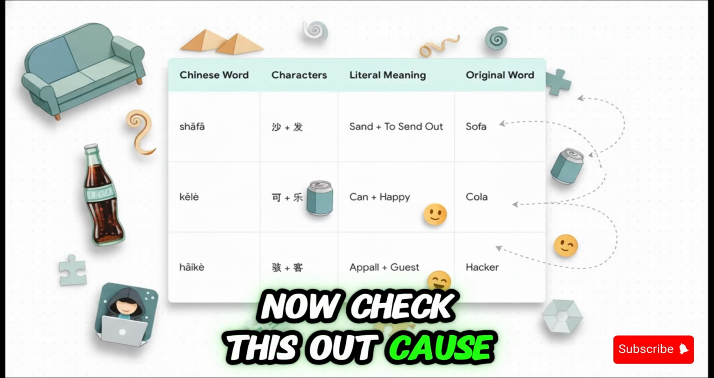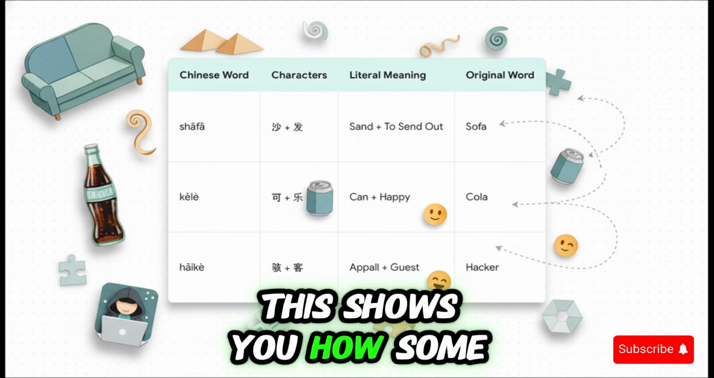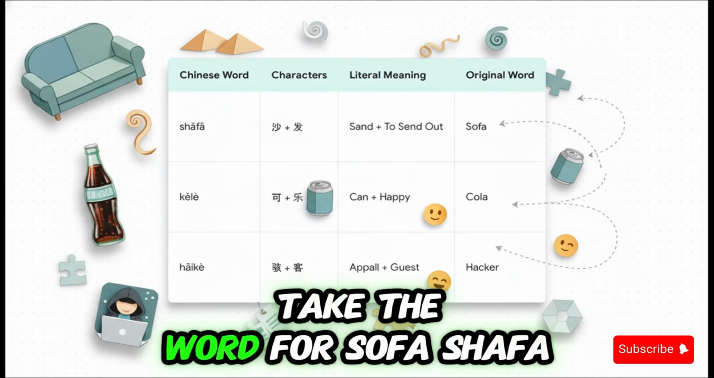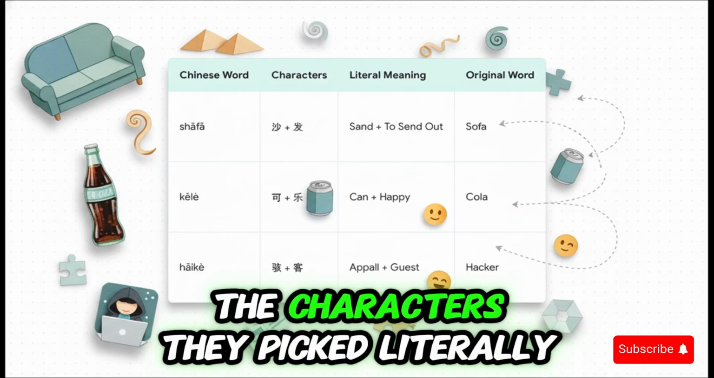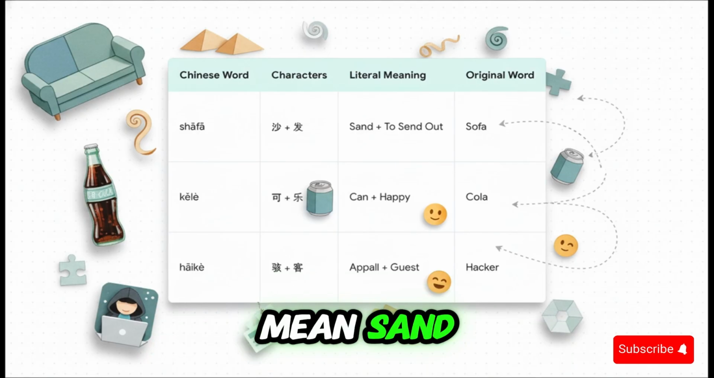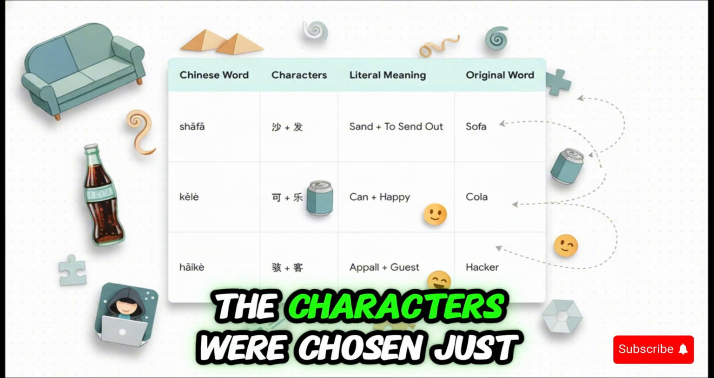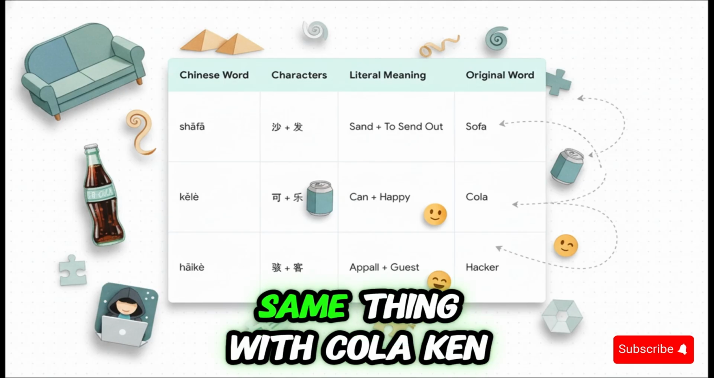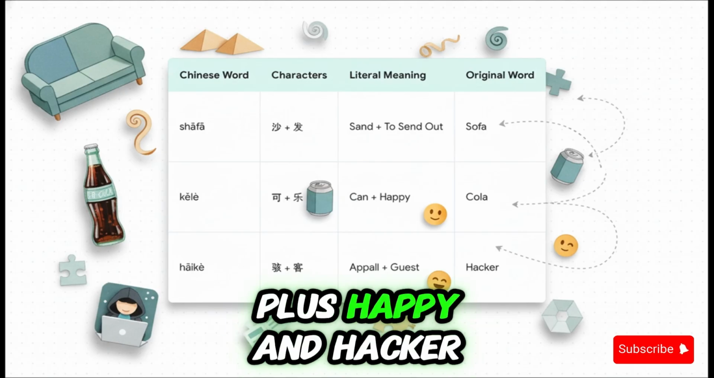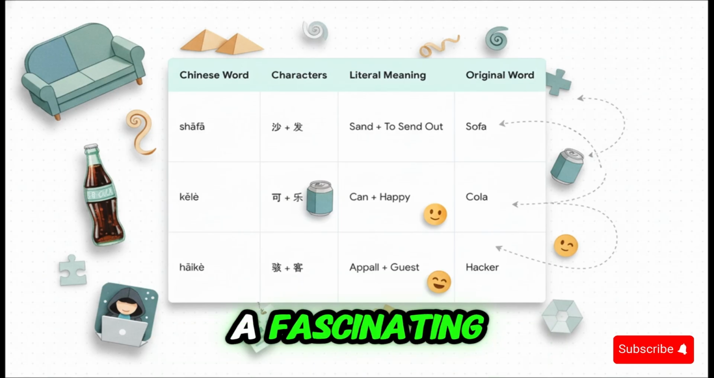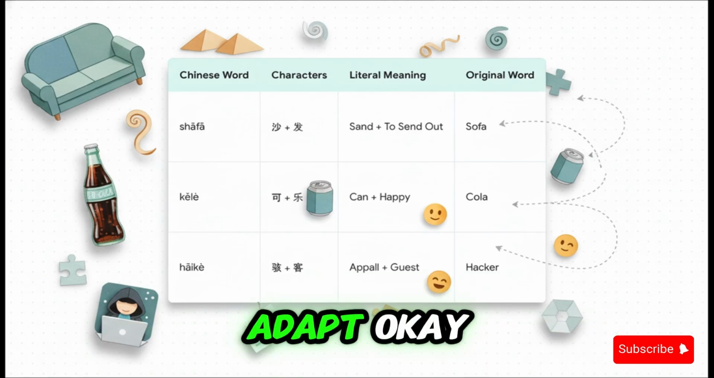Now, check this out, because this is so cool. This shows you how some of those pure words work, especially when they're borrowed from other languages. Take the word for sofa, shafa. The characters they picked literally mean sand and to send out. I mean, that has nothing to do with the couch. The characters were chosen just for how they sound. Same thing with cola, Ken plus happy, and hacker, appall plus guest. It's just a fascinating look at how languages borrow and adapt.